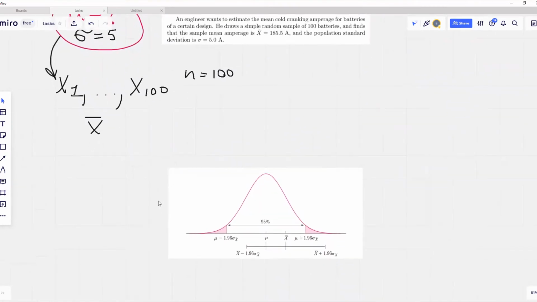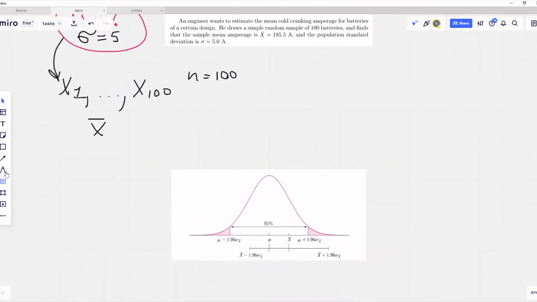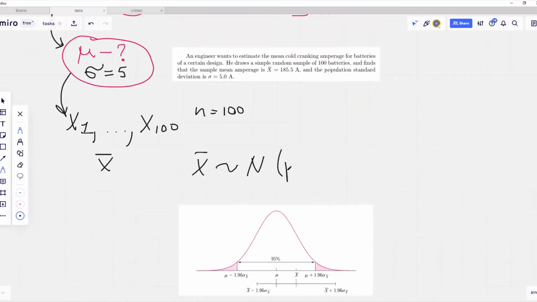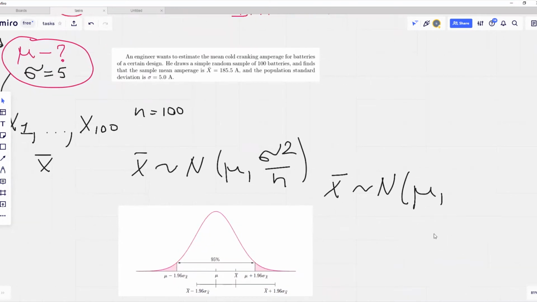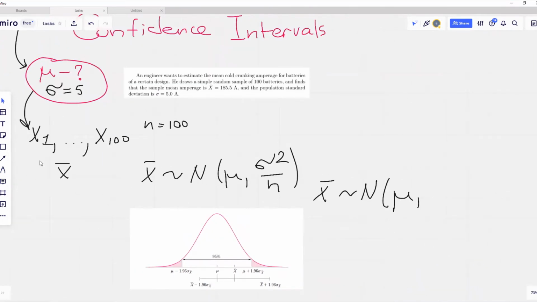So we'll start by using the Central Limit Theorem. From the Central Limit Theorem, we know that for large n, and in this case we'll assume that n is large, greater than 30, X bar follows a normal distribution with mean the same as the population mean, mu, and variance equal to sigma squared over n. So in our case, X bar follows a normal distribution with unknown mean mu, which we are trying to find, and sigma equal to 5, so the variance is 25 over 100.